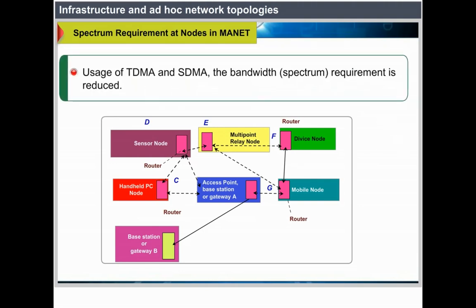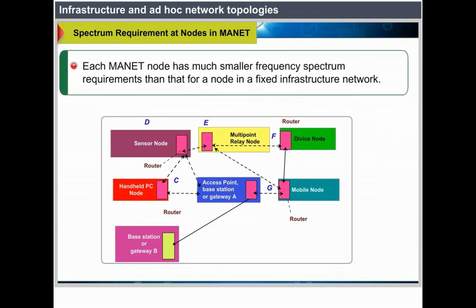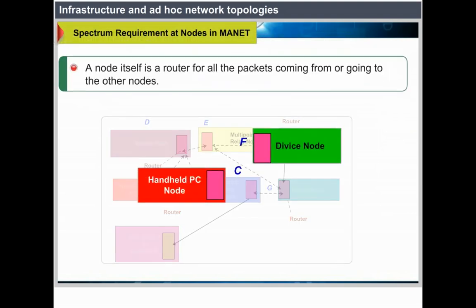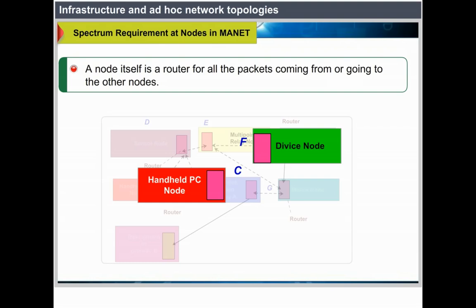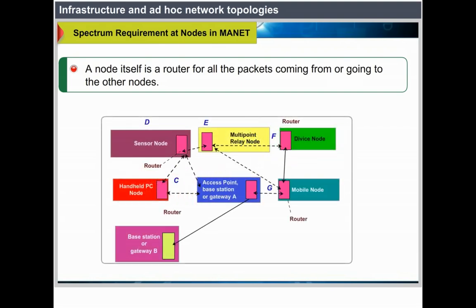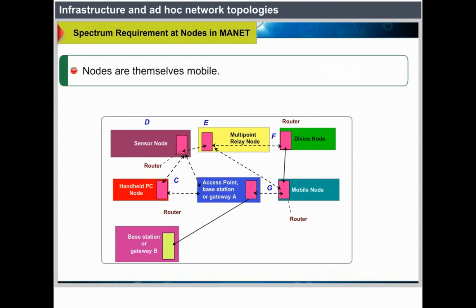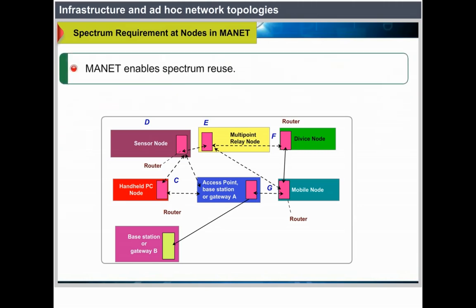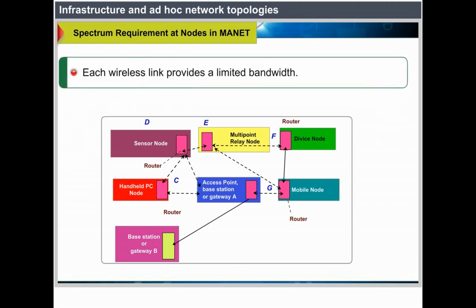Using TDMA and SDMA, the bandwidth spectrum requirement is reduced. Each MANET node has much smaller frequency spectrum requirements than that for a node in a fixed infrastructure network. A node itself is a router for all the packets coming from or going to the other nodes. Nodes are themselves mobile. Therefore, bandwidth available to any node at any instant is variable. MANET enables spectrum reuse. Each wireless link provides a limited bandwidth.